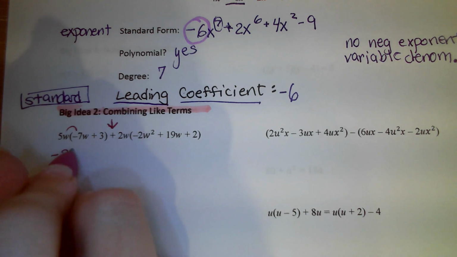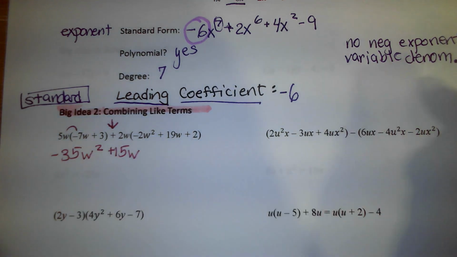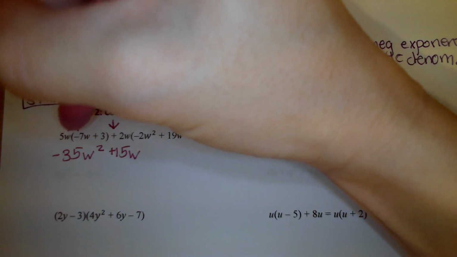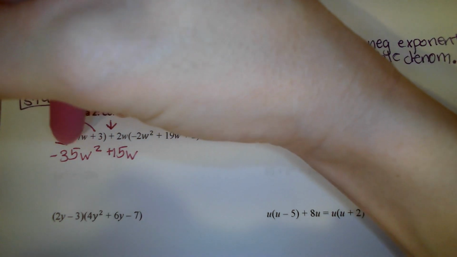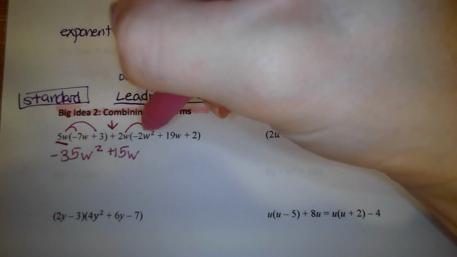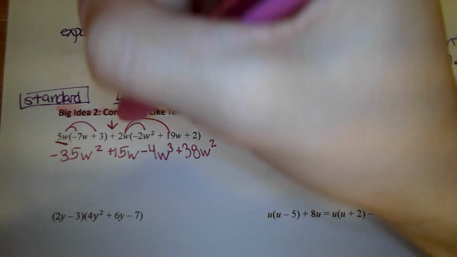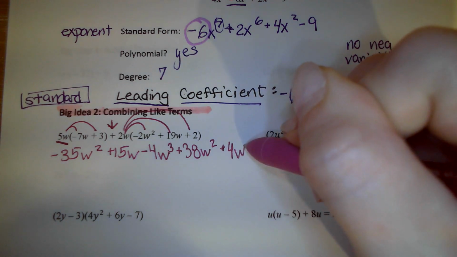So this is negative 35w squared plus 15w. Then I'm going to distribute. Don't forget the w on the second term. That's a very common mistake because both are being multiplied by 5w. Then I'm going to distribute the next terms. So 2w times negative w squared, that's going to be negative 4w cubed. 2w times 19w is positive 38w squared. And 2w times positive 2 is positive 4w.